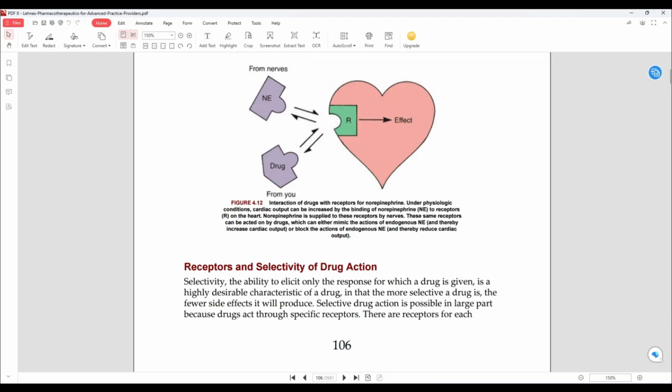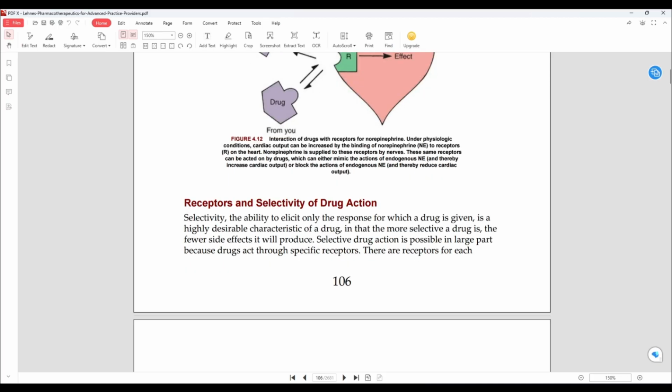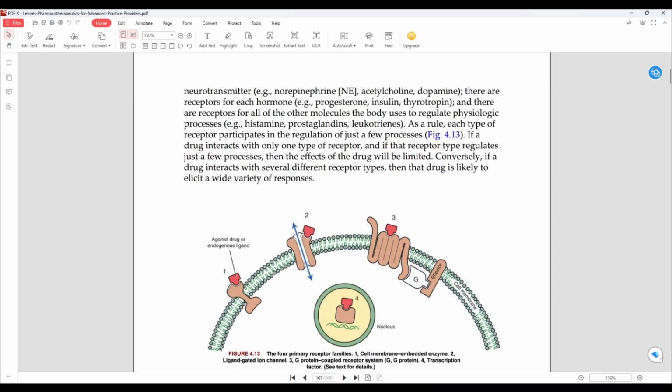Receptors and selectivity of drug action. Selectivity, the ability to elicit only the response for which a drug is given, is a highly desirable characteristic of a drug, in that the more selective a drug is, the fewer side effects it will produce. Selective drug action is possible in large part because drugs act through specific receptors. There are receptors for each neurotransmitter. There are receptors for each hormone, and there are receptors for all of the other molecules the body uses to regulate physiologic processes. As a rule, each type of receptor participates in the regulation of just a few processes.